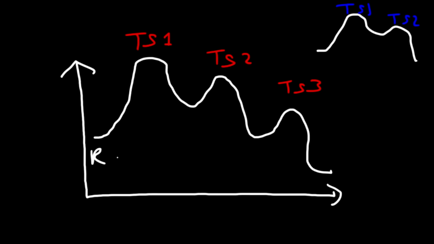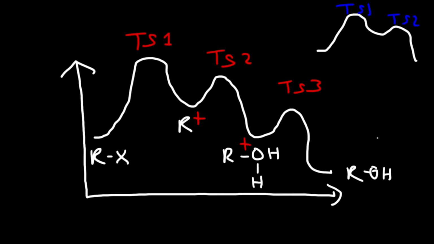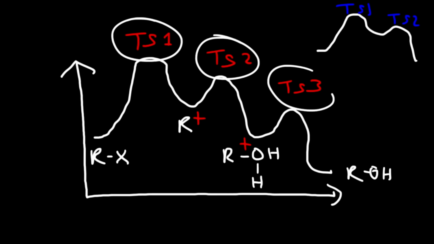So here we have the reactant, or the substrate, the alkyl halide. And then here's the second intermediate, which is the carbocation. And then after that, we had the protonated alcohol, or the oxonium species, where the oxygen had a positive charge. And our final product is the alcohol. So for a 3-step reaction, you should have 3 transition states. Keep that in mind.